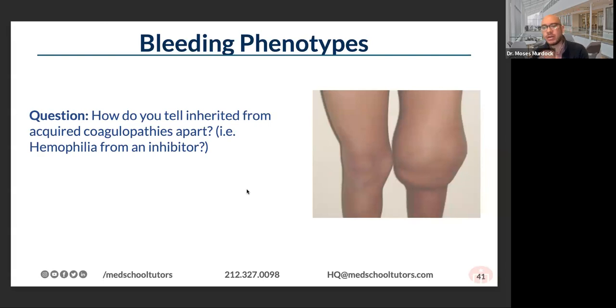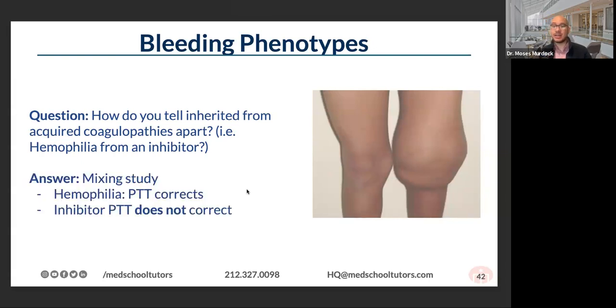And so how do you tell the difference between an inherited and an acquired coagulopathy? And specifically, I'm talking about hemophilia and an inhibitor. There is a test that you can use to make that distinction. What test might that be? Go ahead and put in the chat. What might we do to tell the difference? I love it. Yeah. So it's a mixing study.